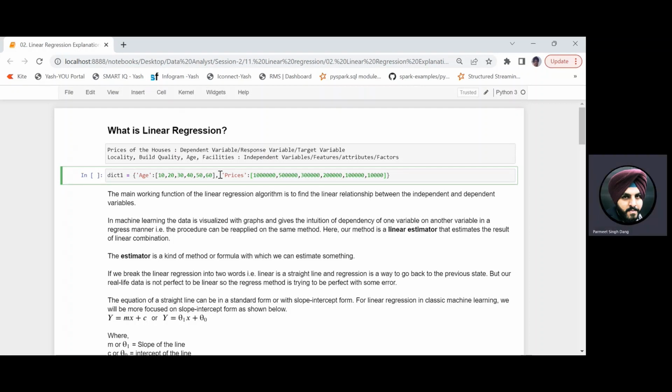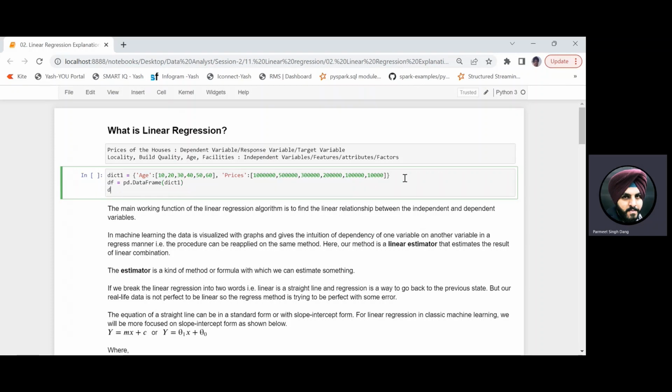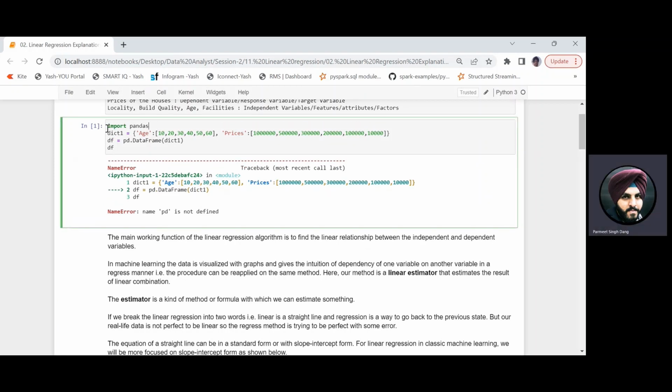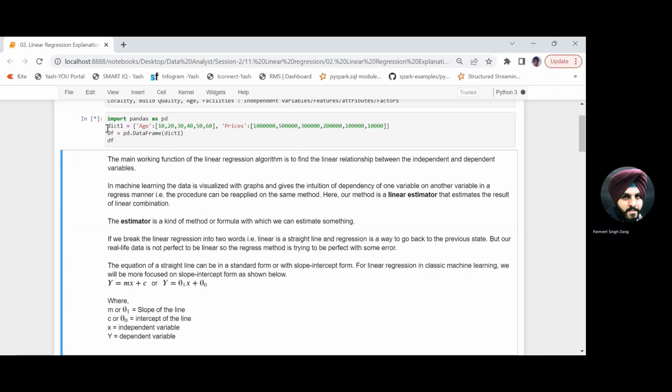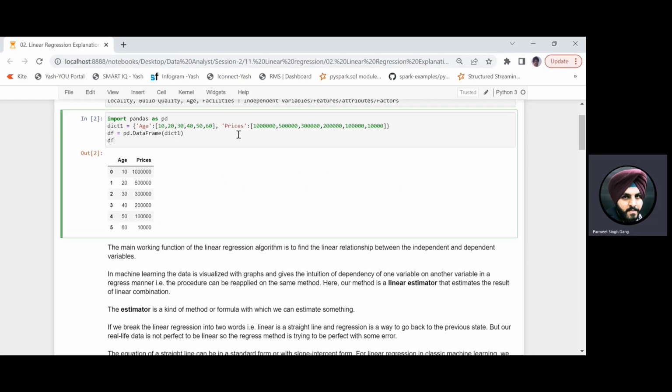So these are the ages of the house and these are the prices of the house. Now, let me convert this to a data frame, and let's say dict1, and let us see the data frame. Let me just import the library, import pandas as pd. It will take time.